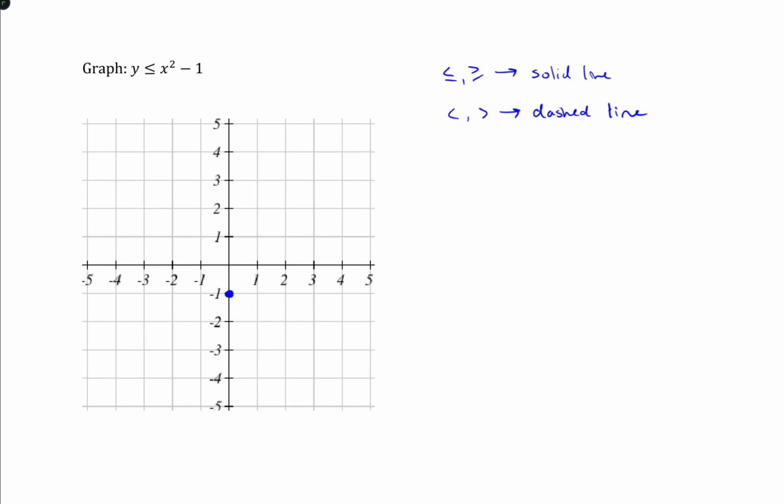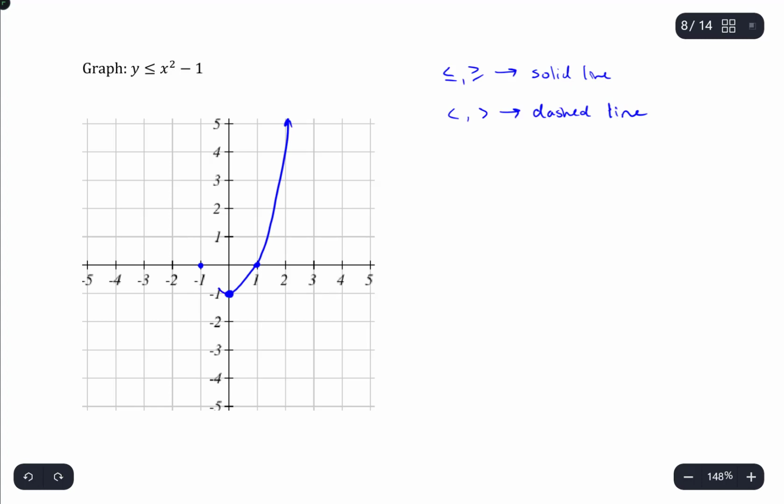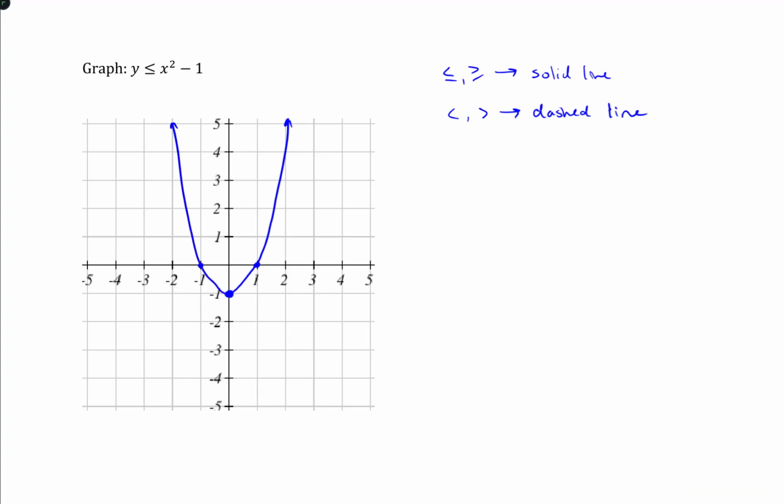So the value multiplying x squared is 1. So if I go over 1 and up 1 from the vertex, that'll give me a couple of additional points just to get determined how spread out it's going to be.